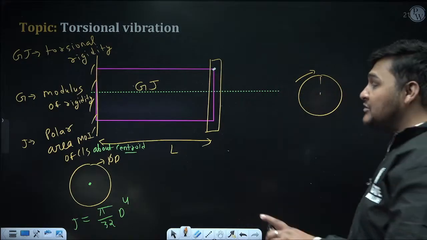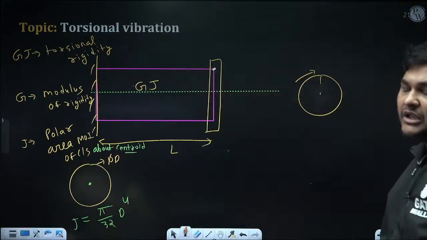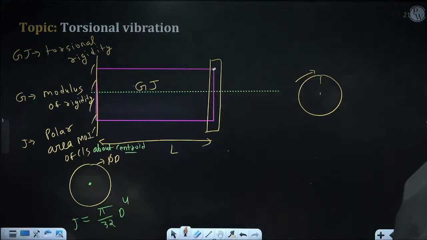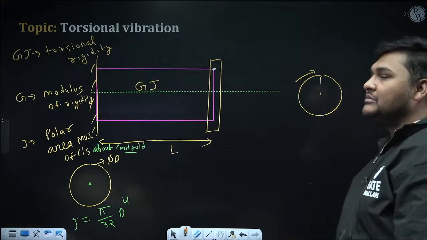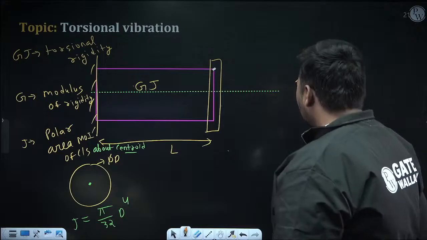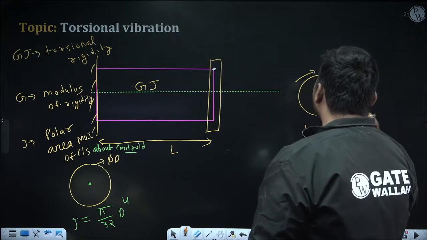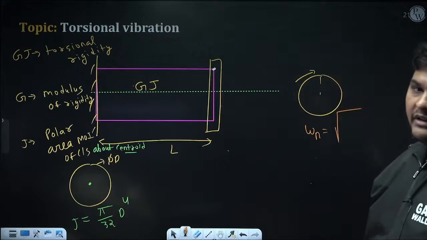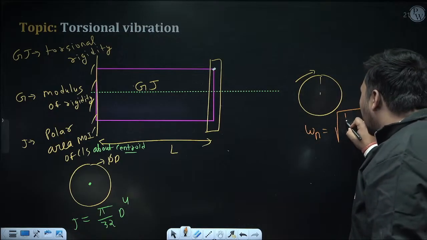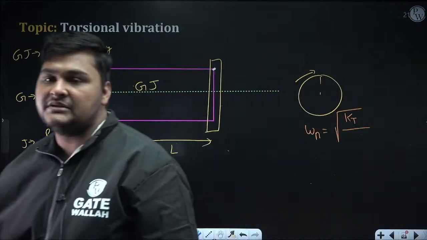J is not mass moment of inertia, it is the polar area moment of inertia of the cross section. If it is circular, the formula to calculate J is pi by 32 d to the power 4, and L is the length of the shaft. Now we know the formula to calculate natural frequency in case of longitudinal vibration was root over K by M. So can I say here instead of K, KT will come, which is the torsion stiffness.